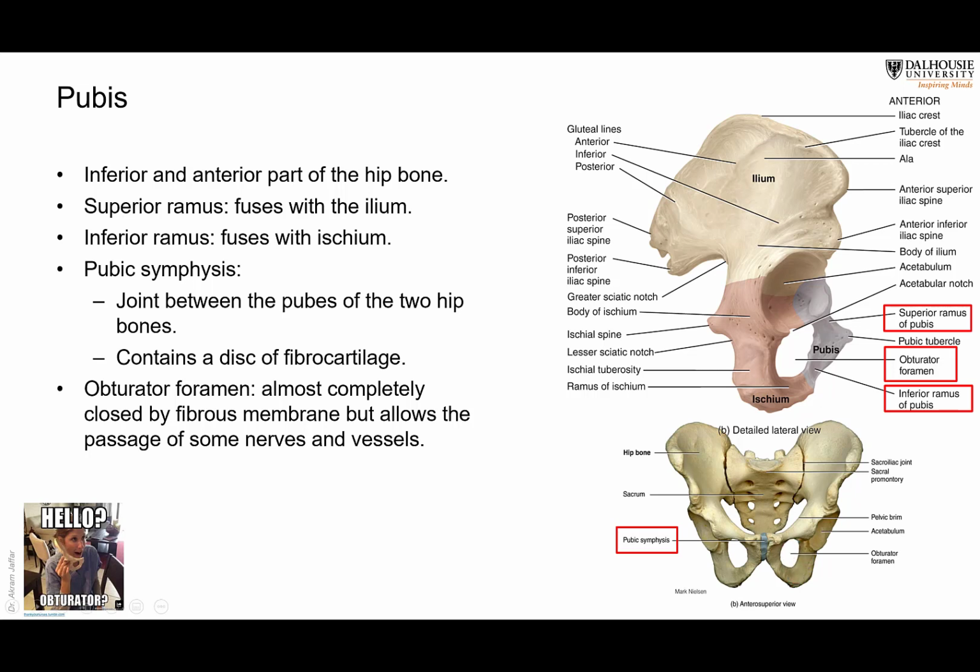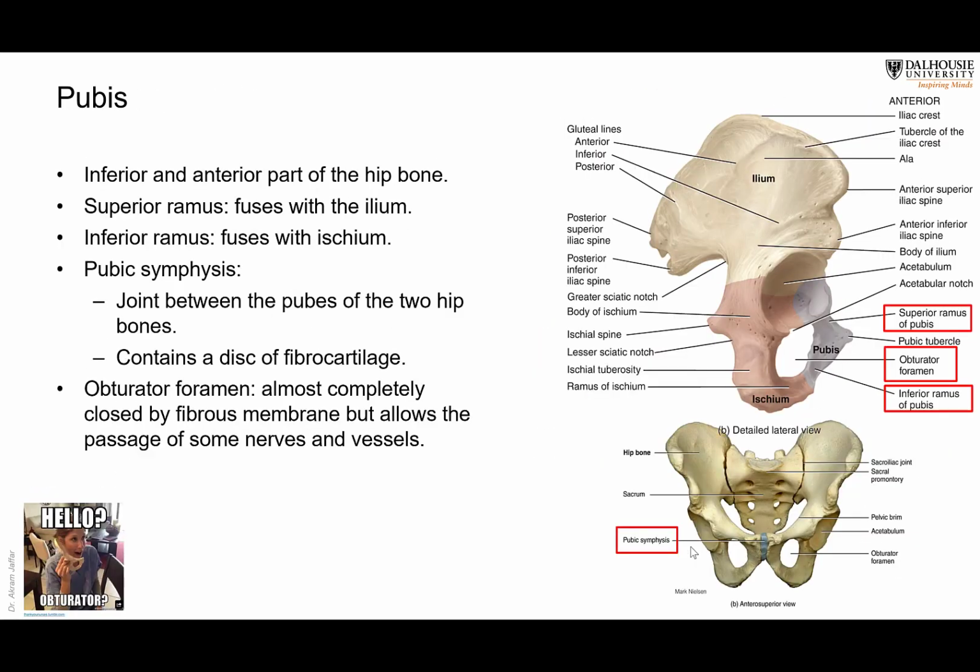Obturator means closed. This is the literal meaning of the word, because in life, although this foramen is so big, it is in fact closed by fibrous tissue, except for a very small area that allows for the passage of a nerve and vessels which carry the same name, the obturator nerve and vessels.